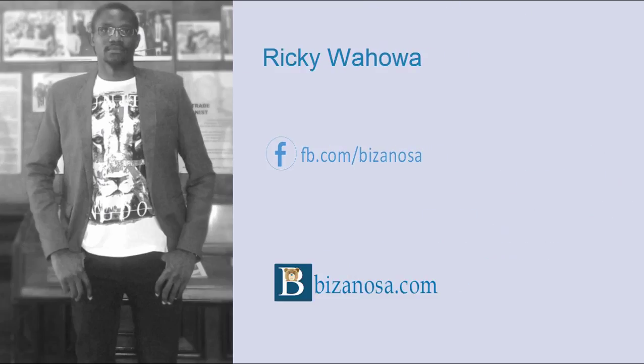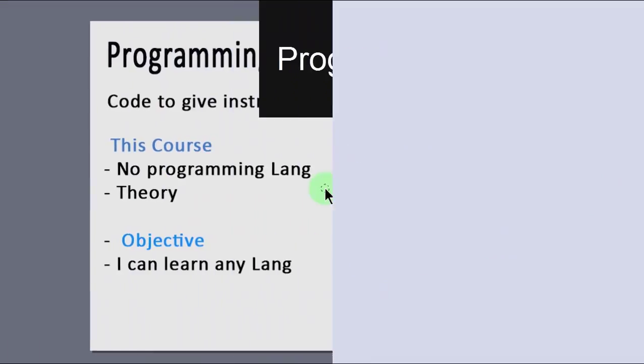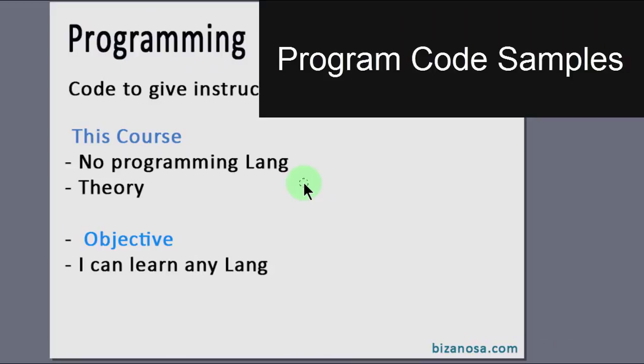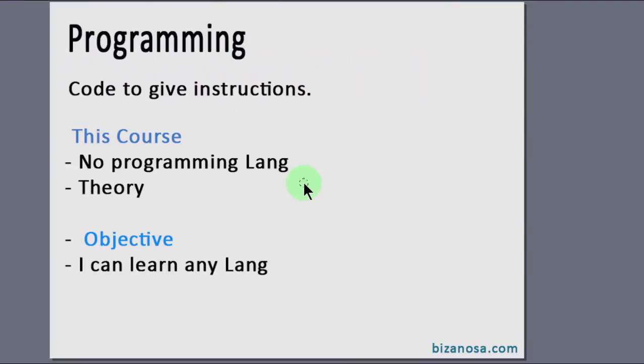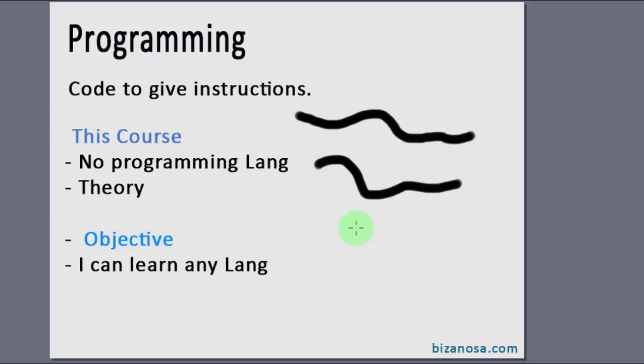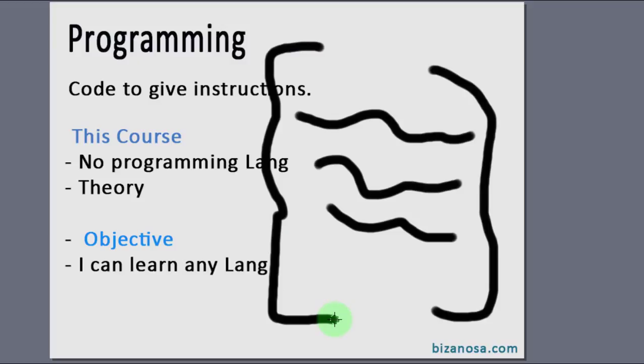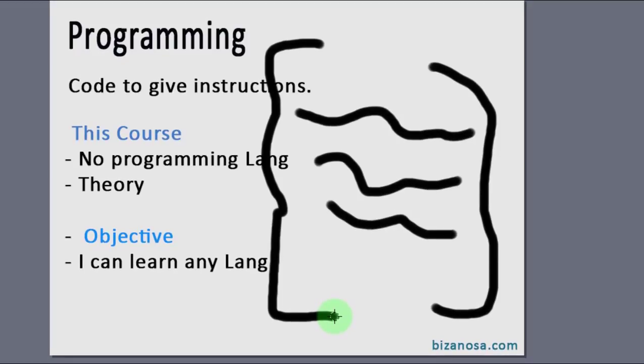So what is programming? Programming is just giving directions and instructions to a computer system to tell the computer what to do. So as a programmer, you'd write some code, your statements, your lines of code, and this code will be expected to tell the computer system what to do.